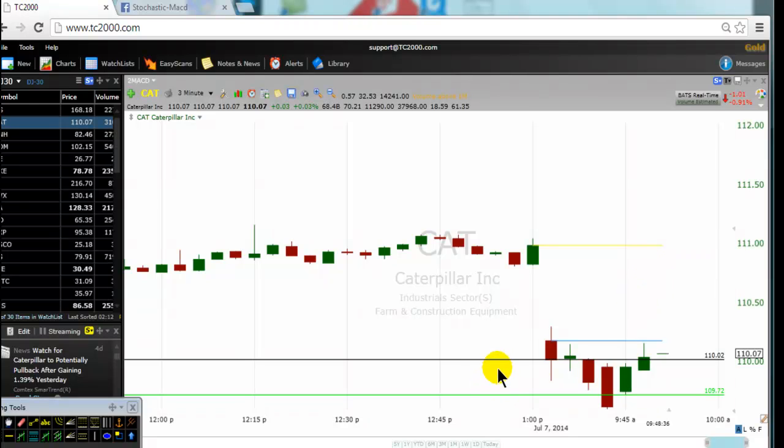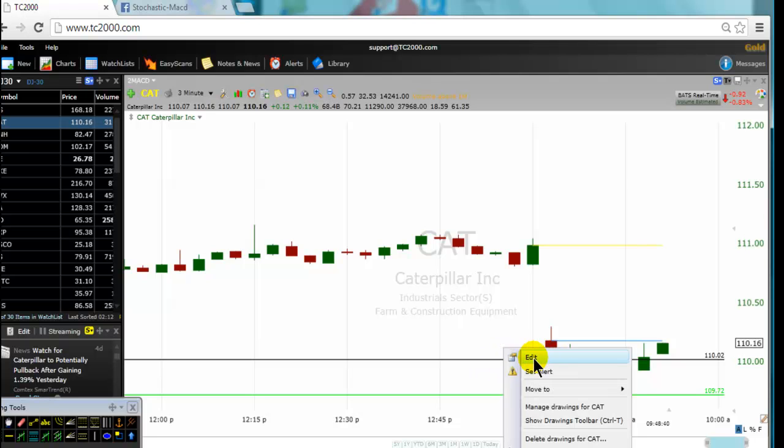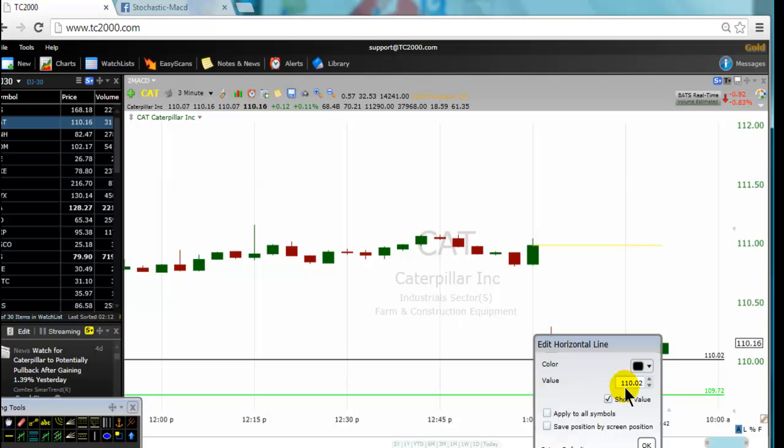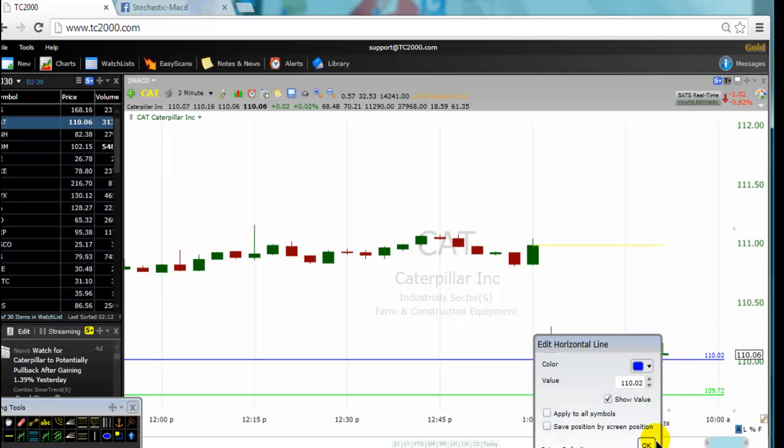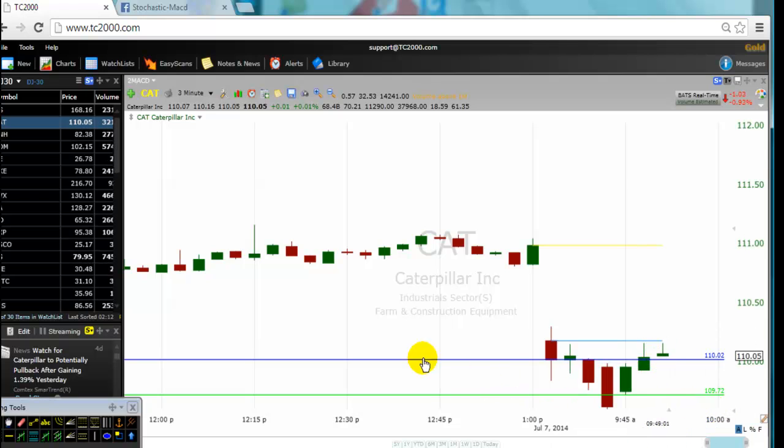Hello traders, just bought Caterpillar stock right here at 110.02. I'm going to call out my entry point in blue. Okay, use blue here. That's the blue line here. That's my entry point. I will use 40 pip stop loss, 40.